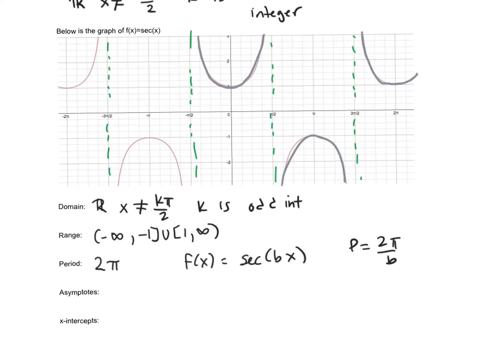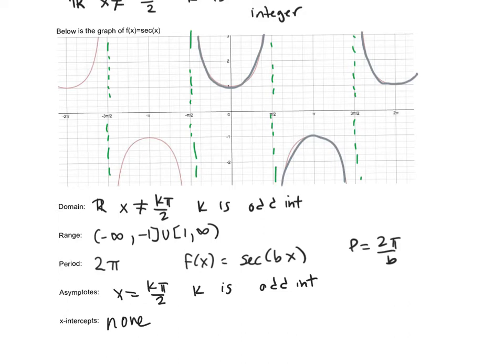Infinitely many asymptotes at all those breaks in the domain. So that's going to be at k pi over 2, where k is an odd integer. And just like cosecant, there are no x-intercepts, because it's always above and below the line.